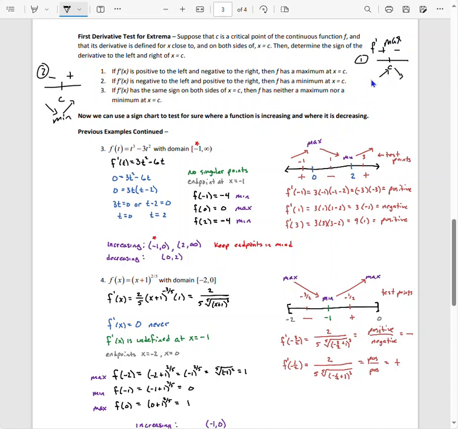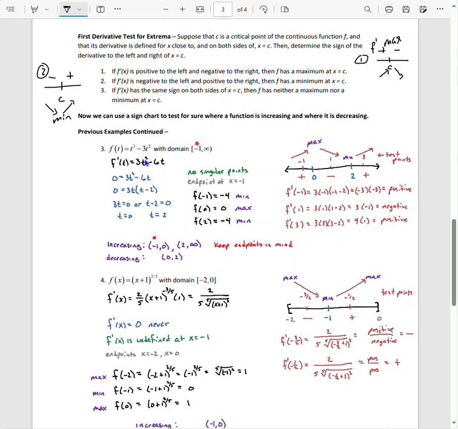If it doesn't change, we don't know. Actually, it's not a minimum or a maximum. So check out this sign chart we're going to use to test for sure where a function is increasing and decreasing, instead of just using the rationalization we used in the previous examples.